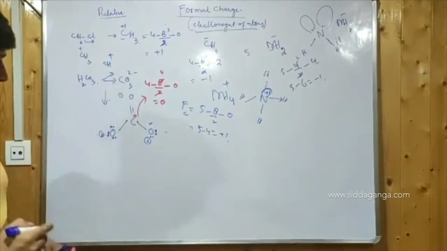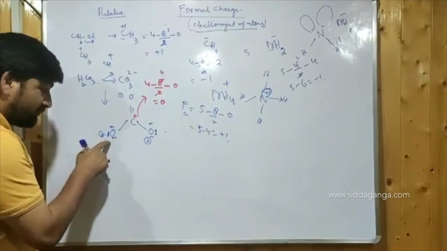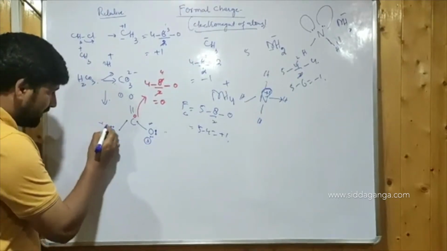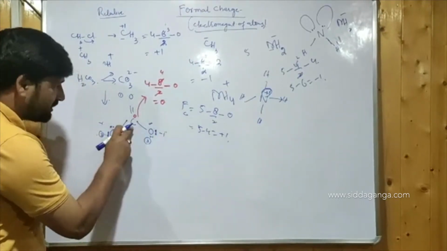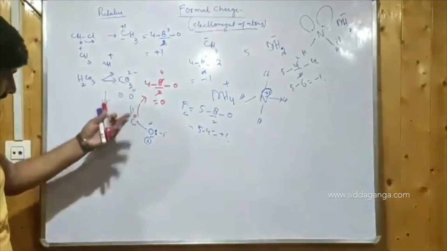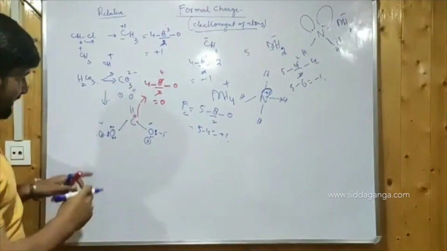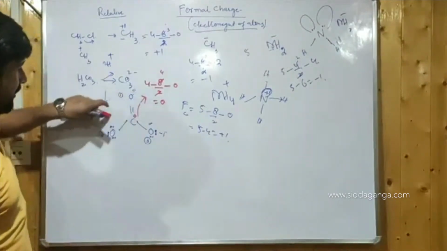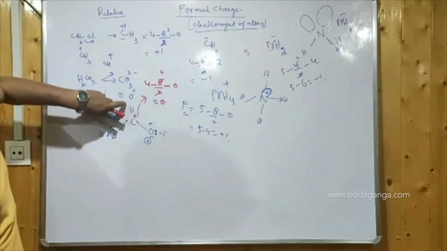Now have a look. See, if you are logical enough, this oxygen's formal charge should be -1. This should be -1. What is this one? 0. Naturally, this oxygen should also be 0. Let us see that. You are getting the point. Now let us see this oxygen number 1. Oxygen number 1 on the carbonate ion, right?